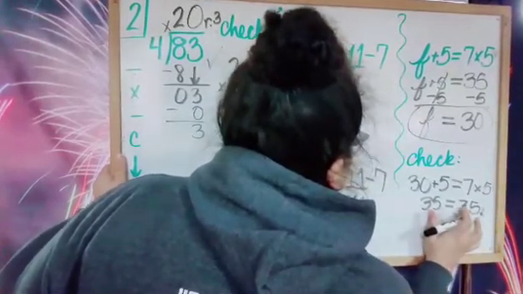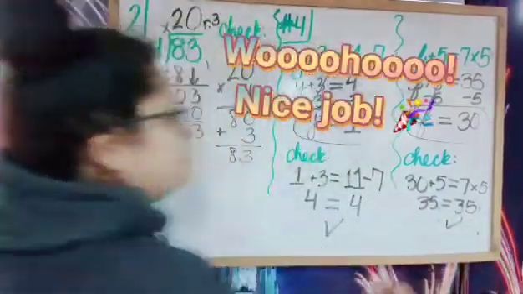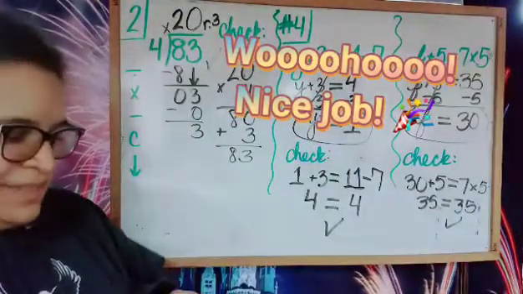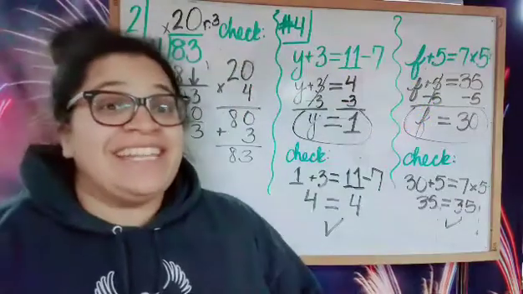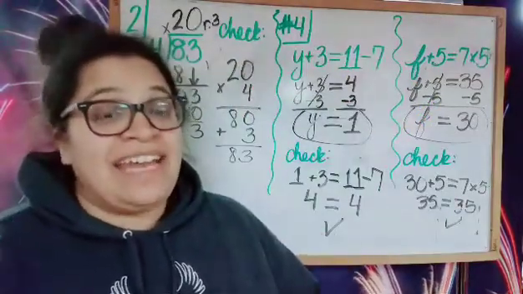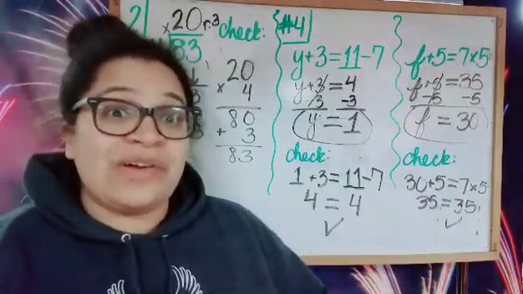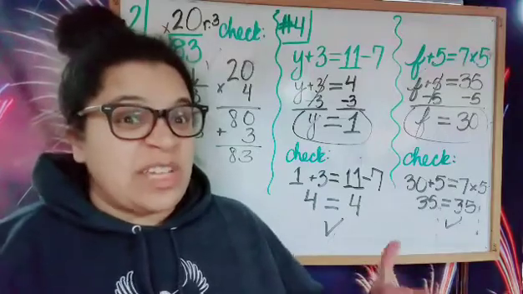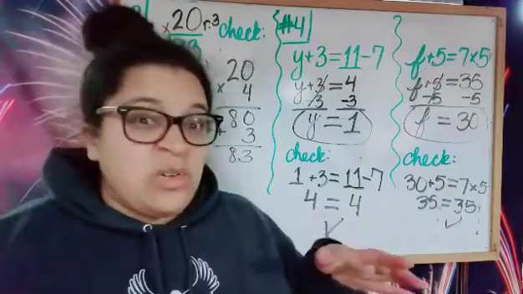35 equals 35. Nice, nice, nice, scholars. All right, so let's go ahead and work the array together. Again, if you want to pause and work it on your own and then play this video and check what you've done against what I've done, that's totally fine.